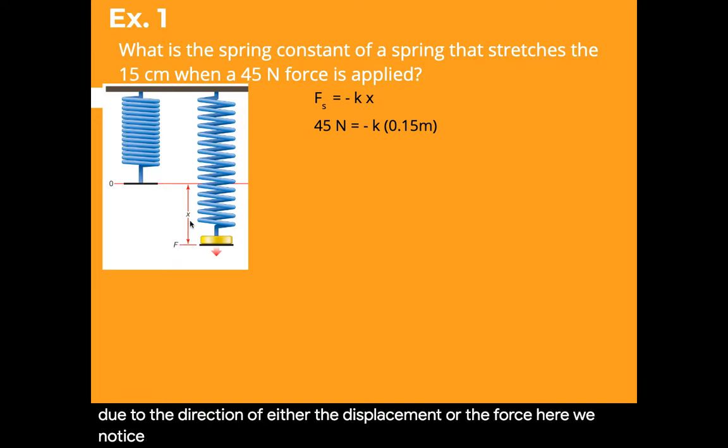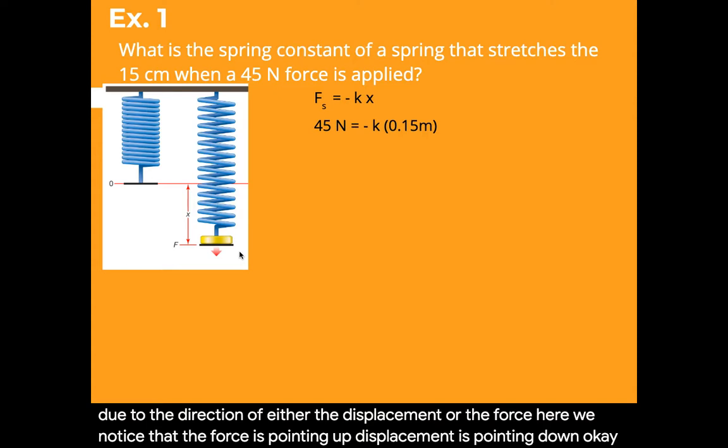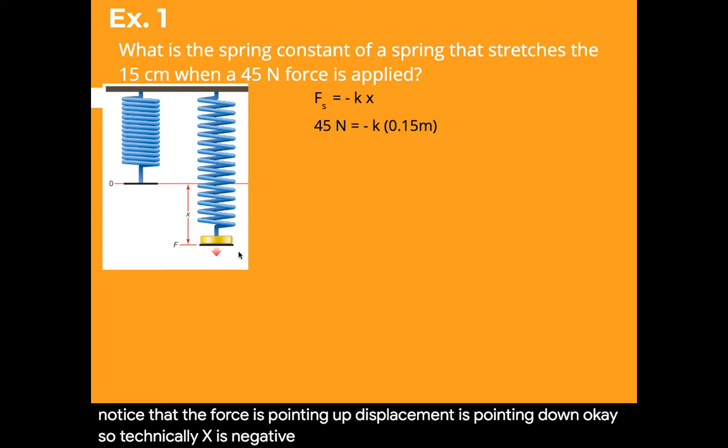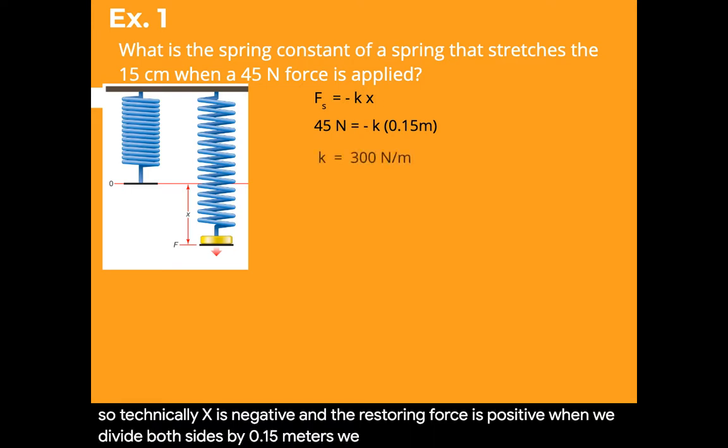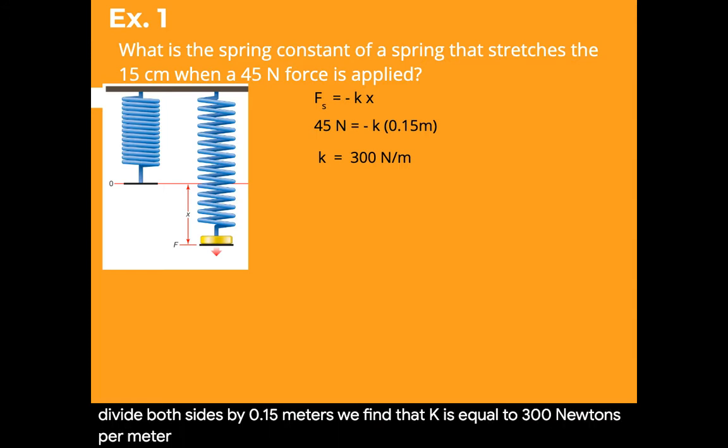Here, we notice that the force is pointing up, displacement is pointing down. So technically X is negative and the restoring force is positive. When we divide both sides by 0.15 meters, we find that K is equal to 300 newtons per meter. Okay, so we determine the stiffness of the spring using Hooke's law.